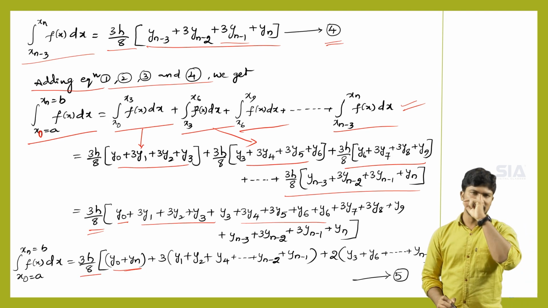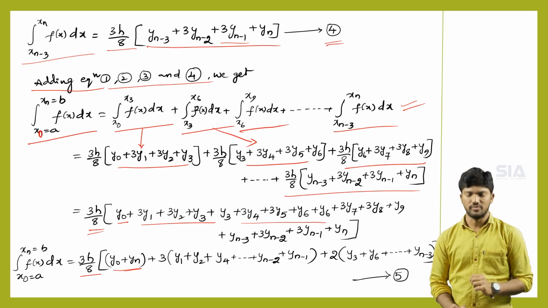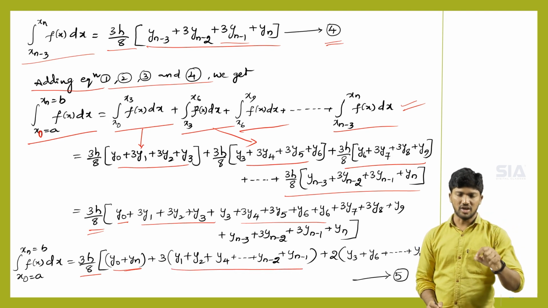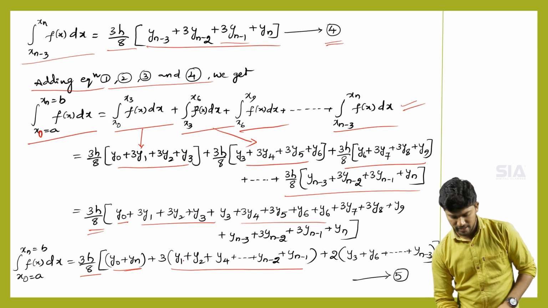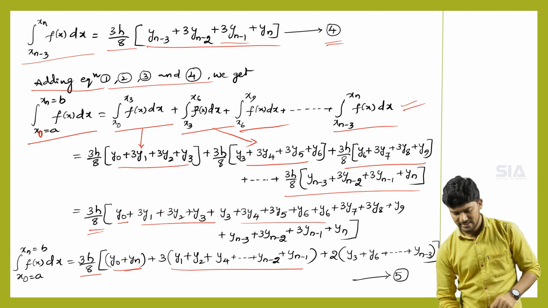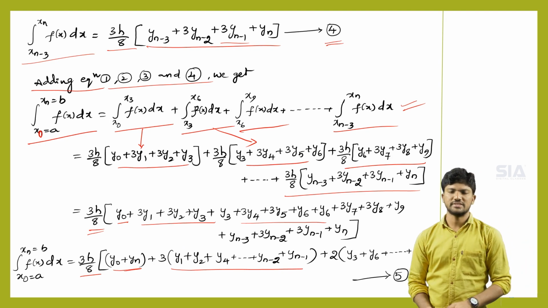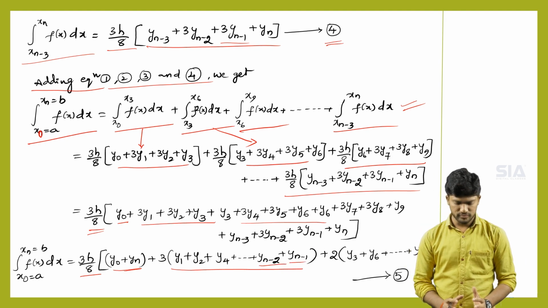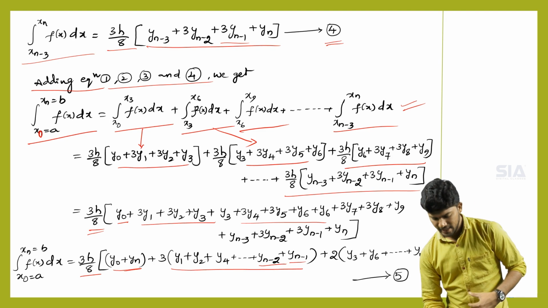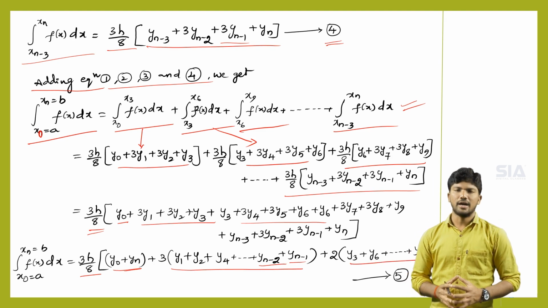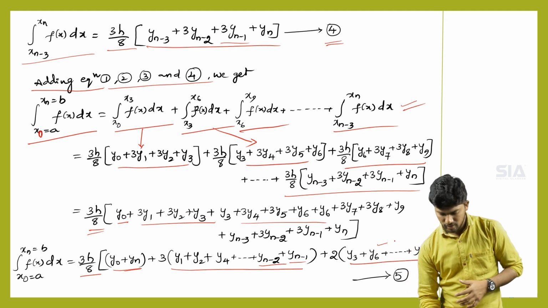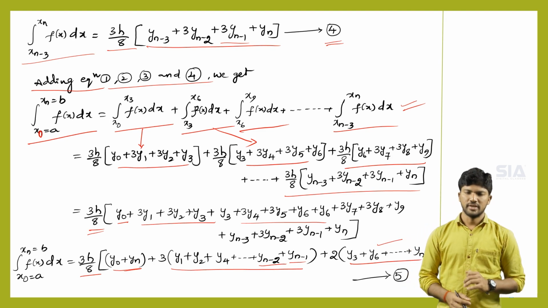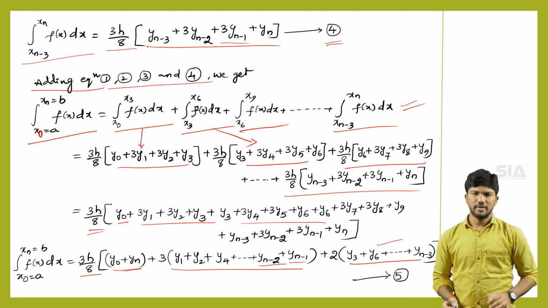y0 and yn are the only single terms, the first and last ordinates of y, plus if you take 3 common, wherever you have the constant value 3, then you will get the rest of the y ordinates as y1 plus y2 plus y4 plus up to so on y suffix n minus 2 plus y suffix n minus 1. From those we have taken 3 as a common. Next take 2 as a common, so the rest of the y ordinates are y3 plus y6 plus up to so on y suffix n minus 3. So that is taken as equation number 5.